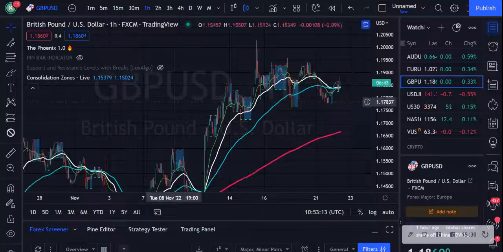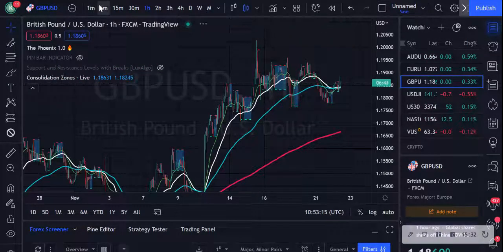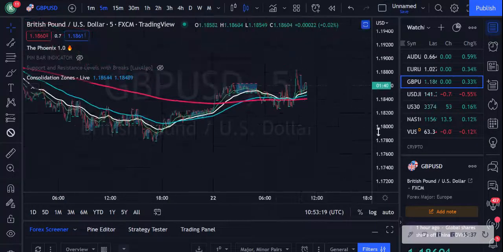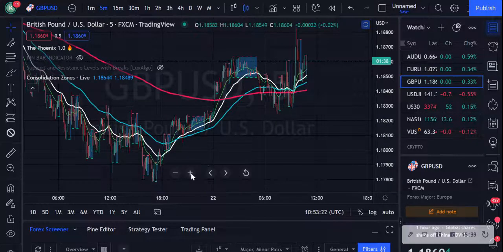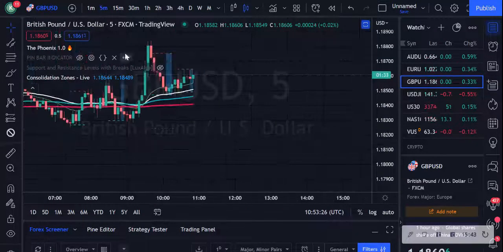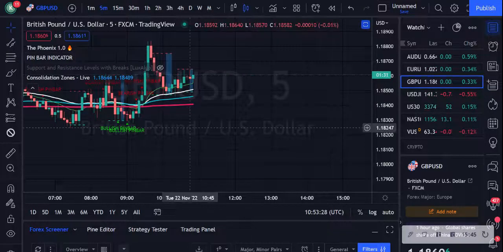So if you really want to find a trade, then your 5 minute is probably going to be the best option when it starts to. I'll show you guys a 5 minute trade if there is any. Even though there is consolidation, it's on the pin bars.